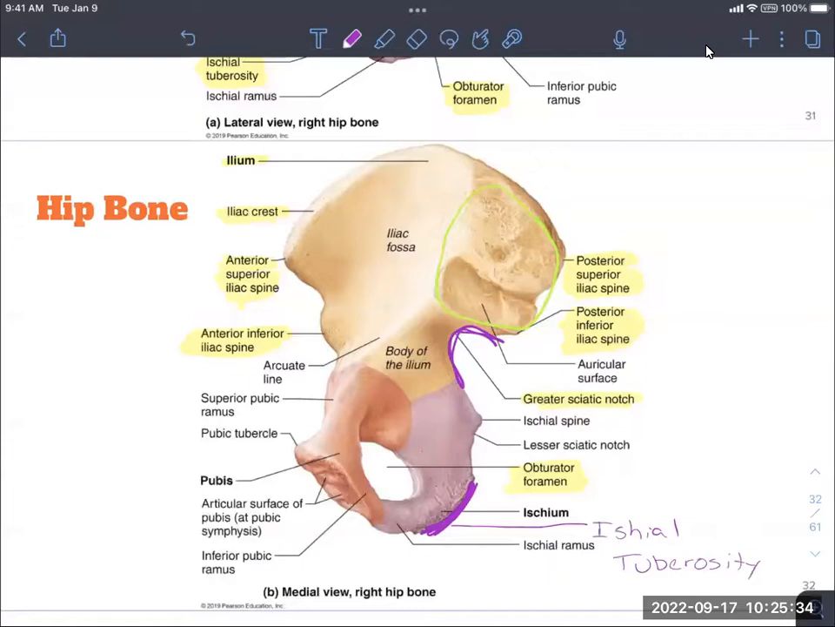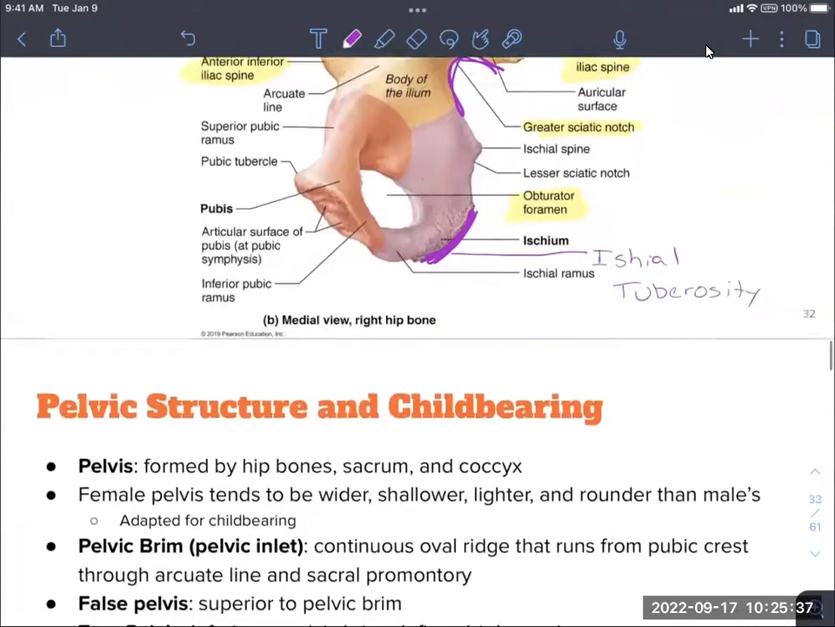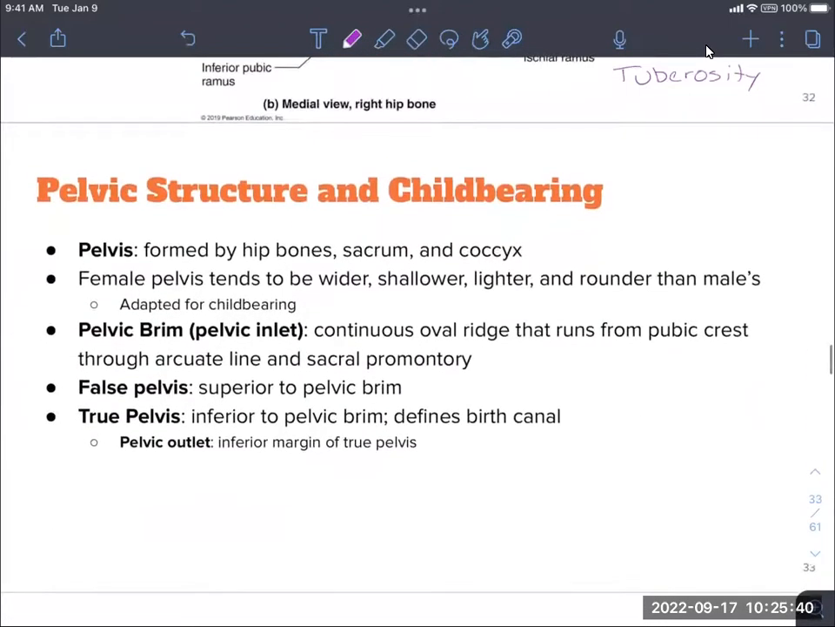That ischial tuberosity, again, are your sit bones. So, in the pelvis, or those hip bones, the sacrum and the coccyx, that makes up the entire pelvis. Females' pelvises are wider. They're shallower, and they're actually a lot lighter. Males' pelvises are a lot rounder. Females need wide pelvises for childbearing so that the child can fit through the birth canal.